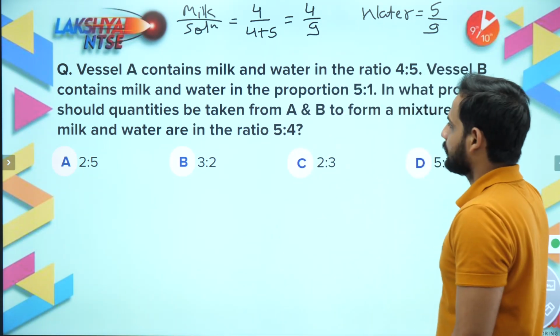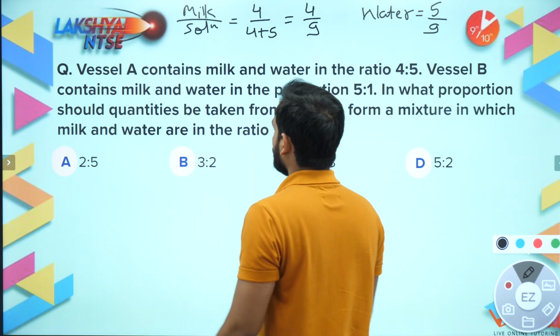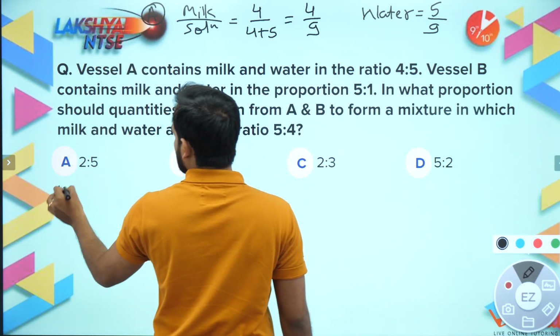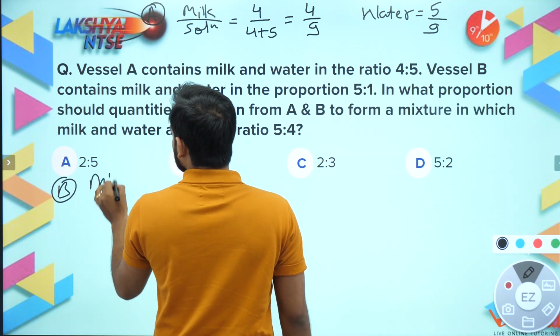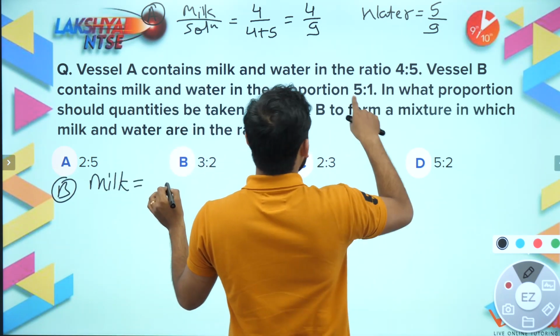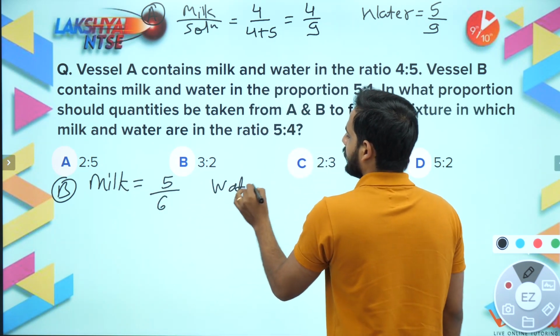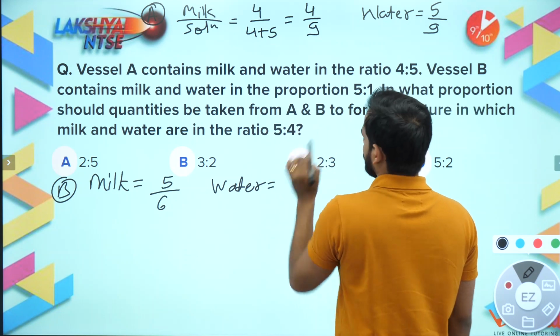Similarly, for the second vessel B, they are in the ratio 5:1. So this was for vessel A. For vessel B, I can say milk is 5/(5 plus 1), which is 5/6, and water is how much?